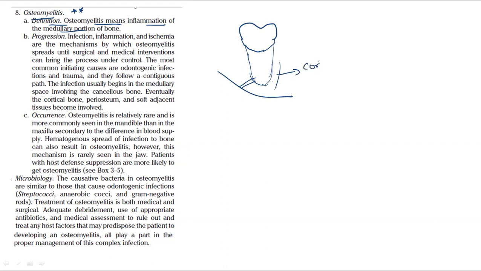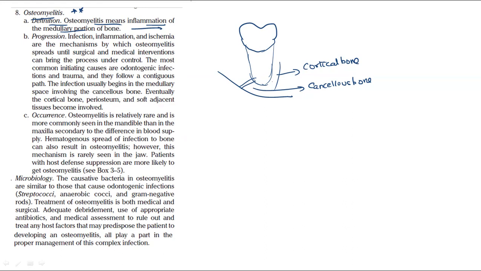This is the cortical bone, and this is the cancellous bone. All right. So, medullary portion of the bone, what does that really mean? It means cavity in the tooth containing blood vessels and nerve endings.